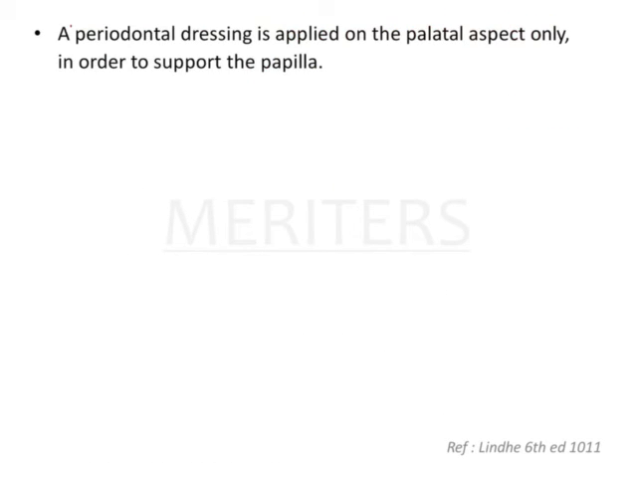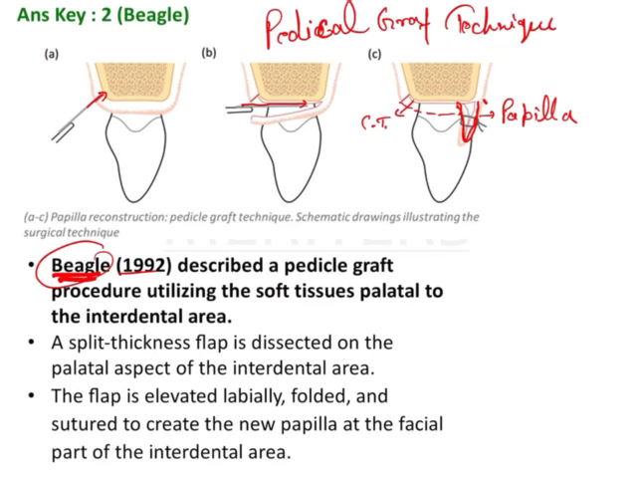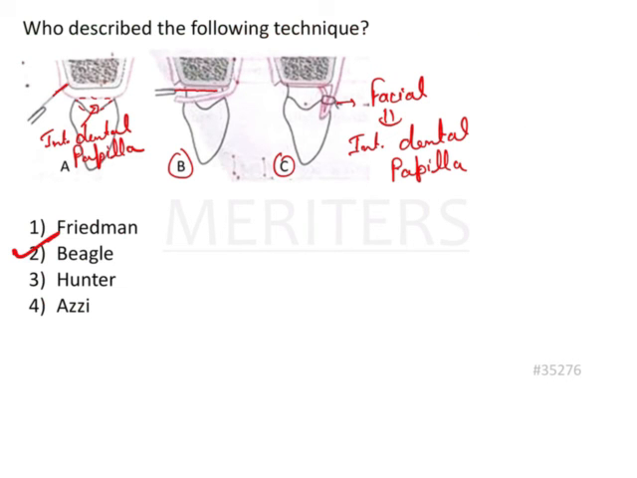Okay, now one more thing I must add here. There should be a use of periodontal dressing, and it is generally done for supporting the papilla. So whatever pedicle you have created here, the artificial papilla or reconstruction of the papilla which has been made, that has to get support initially. Okay, so that is provided by your periodontal dressing. So of course the answer to this is Beagle. This is a papilla reconstruction technique, and specifically it is a pedicle graft technique.